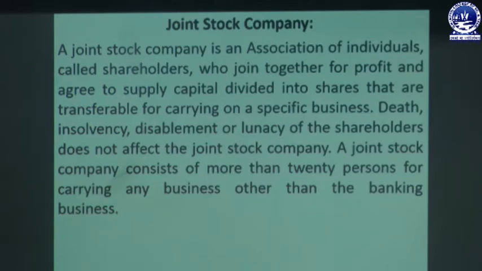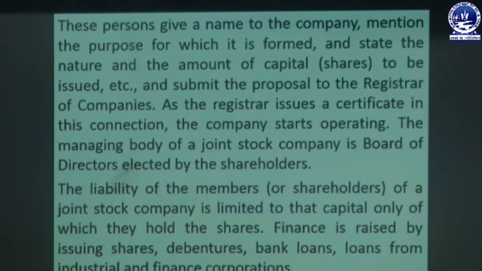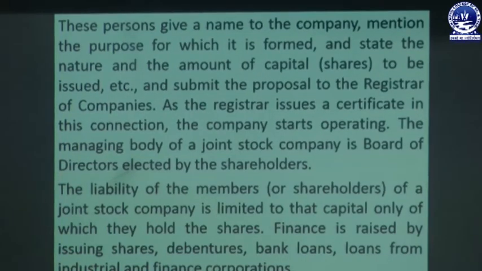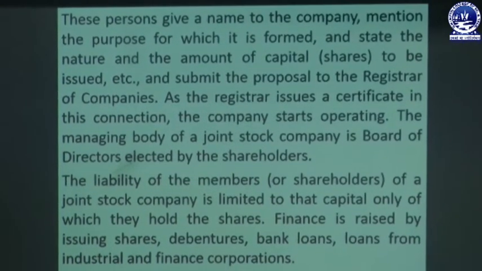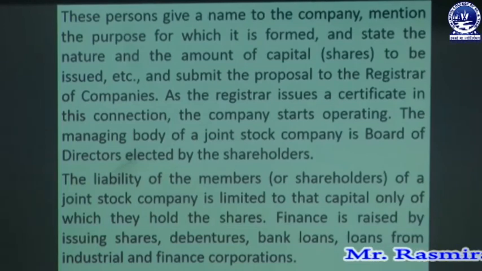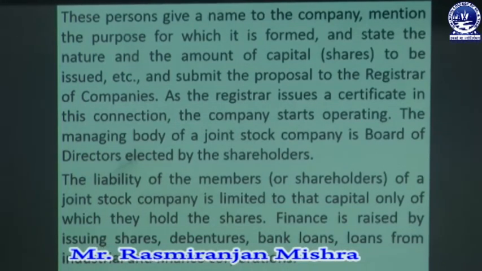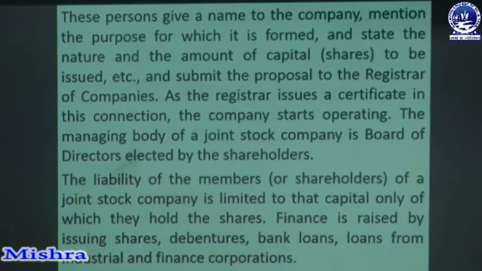In case of business other than banking, at least 20 or more persons can associate to start the company. And as it is a company, that means an association of individuals, who are called the shareholders. So it is formed and registered under the Companies Act. These persons give a name to the company. So company means a name, and the name must be registered as per the Companies Act with the registrar of companies, mentioning the purpose for which it is formed, and also stating the nature as well as the amount of capital to be issued, and submitting all the proposals to the registrar of companies. As the registrar issues a certificate in this connection, the company starts operating. After issuing of the certificate by the ROC, the business can be started.